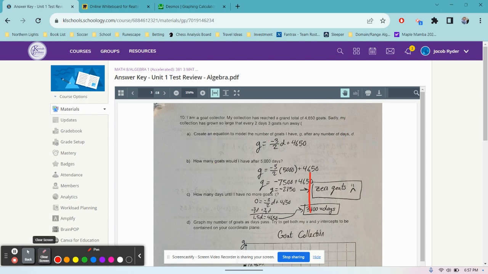The other question I got a little bit is what happens here? Well, after 5,000 days, I am very, very deeply out of goats. I have negative 2,850 goats. So at that point, I'm out of goats. I have 0 goats. You cannot owe goats in this kind of a context. Goats cannot run away from you to the point where you owe goats.